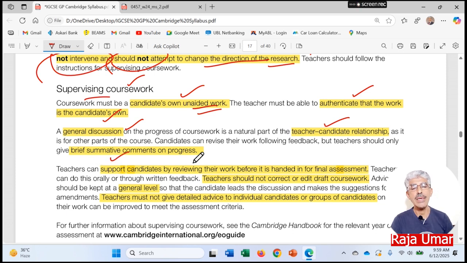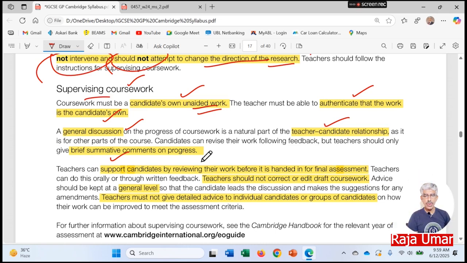So it means that specific comments should not be given on each sentence or paragraph, but overall comments can be given on the whole of the report. So the teachers can support the candidates by reviewing their work before it is handed in for final submission.